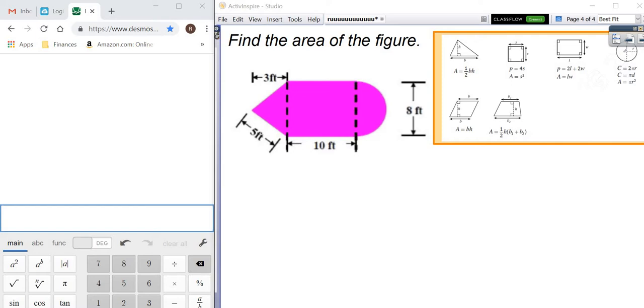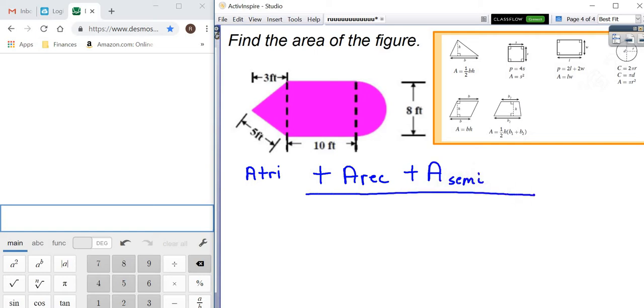All right, we've got 3 shapes here. We're going to have to find the area of a triangle, and we're going to have to add that to the area of a rectangle. Then finally, we're going to have to add that to the area of a semicircle. Okay? So the first thing I'm going to do is split my paper like this, and I'm going to write down the formula for each one. The formula is right up here.